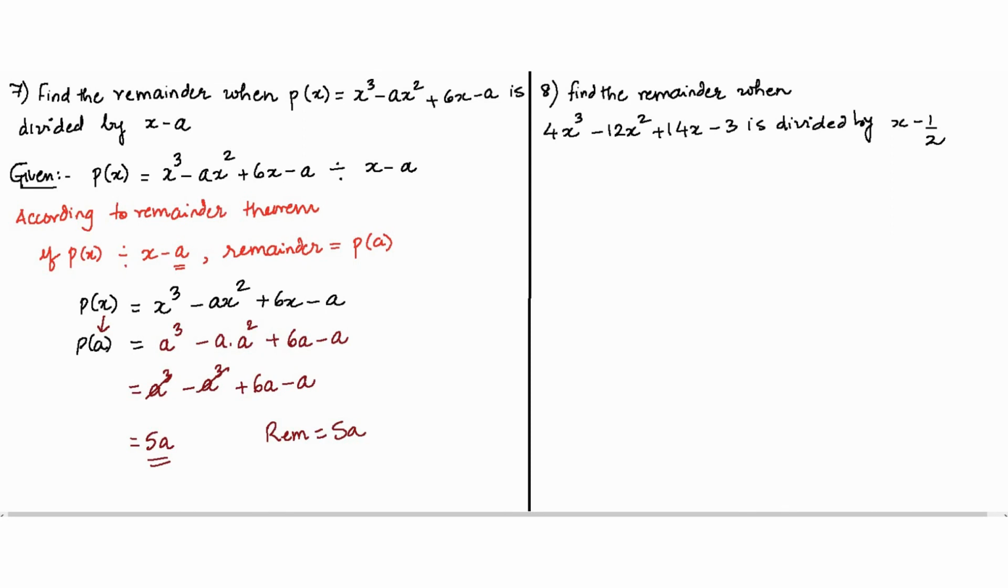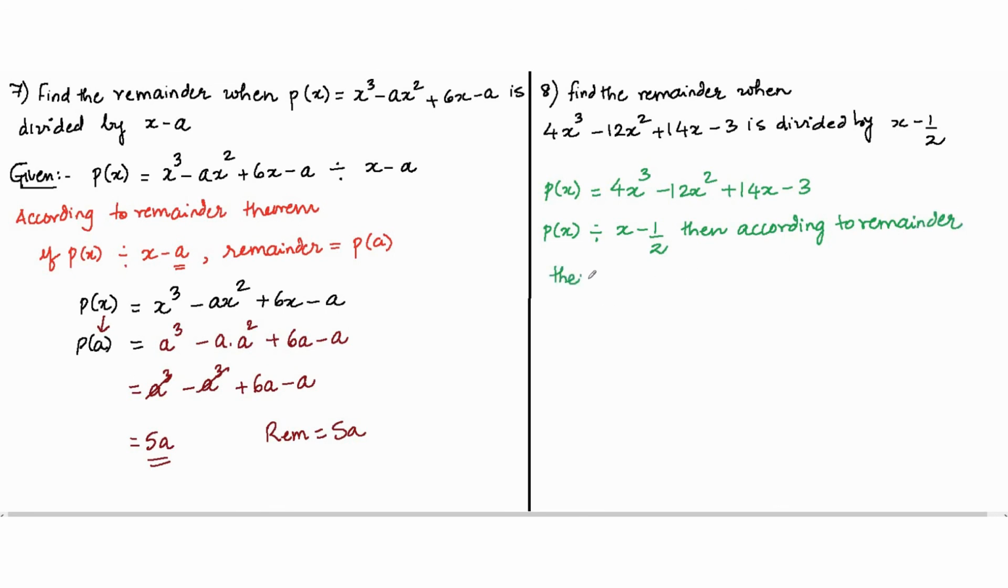Let us now consider the next question. The given polynomial is p of x equals 4x cube minus 12x square plus 14x minus 3. Now this p of x is divided by x minus half, then I know that according to the remainder theorem, the remainder will be p of half, right?